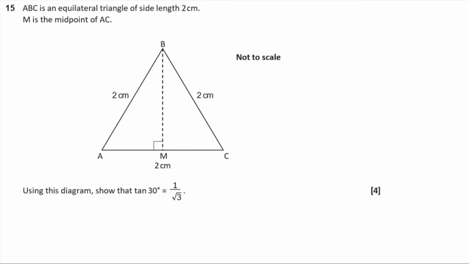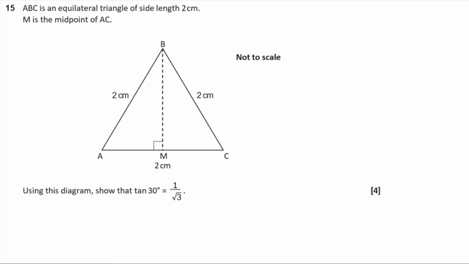M is the midpoint of AC. Using the diagram, show that tan 30 degrees is 1 over root 3. Okay. Well, normally when I introduce exact trigonometric angles with my students, I would show them this anyway, so hopefully it's something you've seen before.